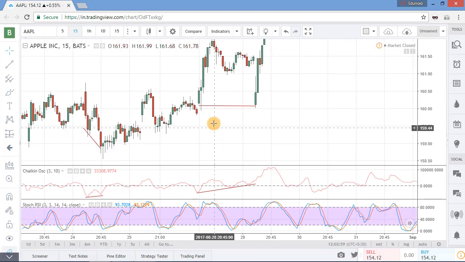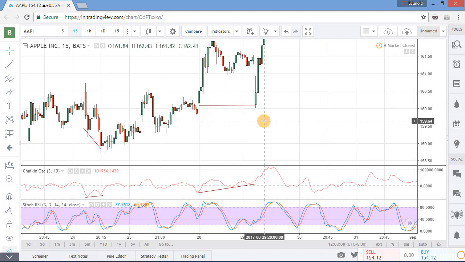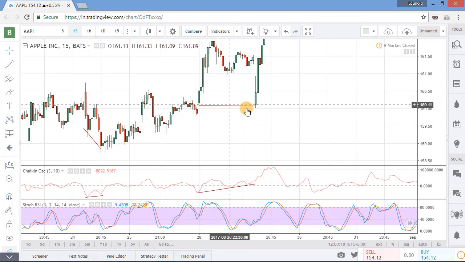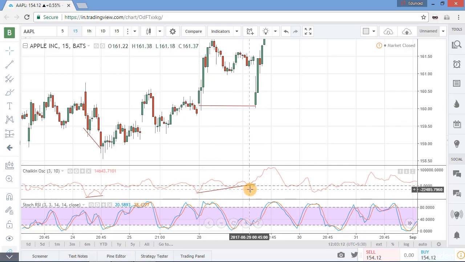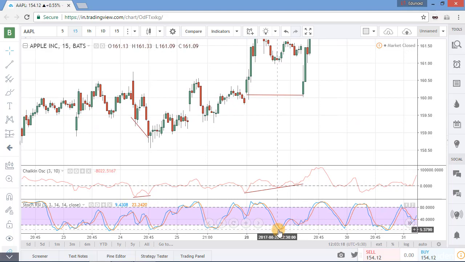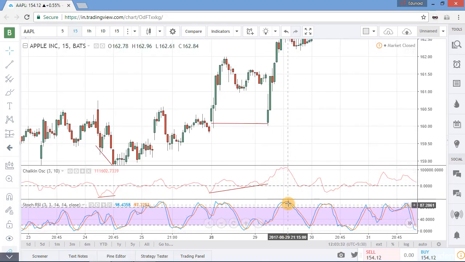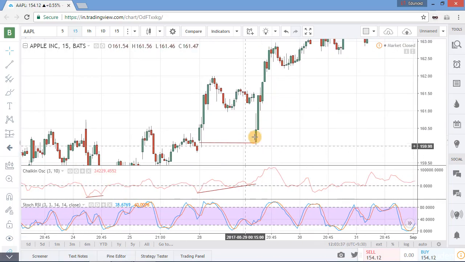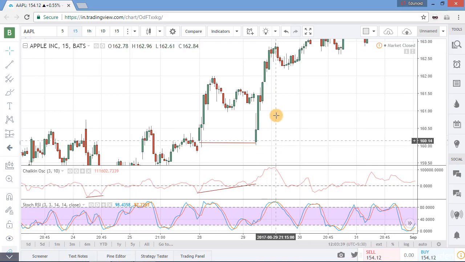Again, Chaikin's is giving a positive divergence because prices are at the same level, but Chaikin's is giving a positive divergence. So we can buy here because stochastic RSI was in the oversold range and we are getting a buying signal when Chaikin's is giving a positive divergence. We can buy at this point. This is our buying candle and we can exit when we get a selling signal here. So this was our buying point and this is our selling point.